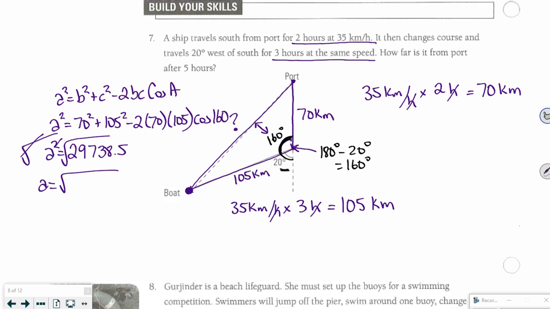And then my last step is to take the square root of both sides, so my squared cancels out. So a is the square root of 29738.5. So my unknown side is 172.4. I have units in my question, which were kilometers. This is now kilometers away. So my boat is 172.4 kilometers away from the port after 5 hours.